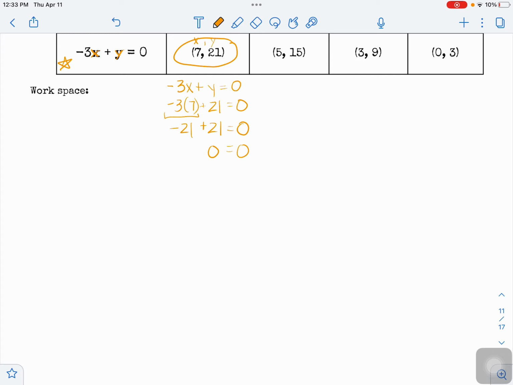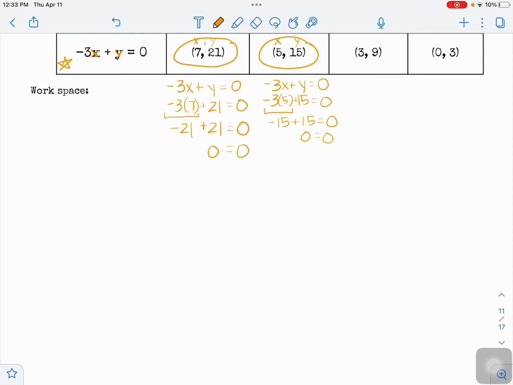Let's try 5 and 15 quickly. We'll go a little more quickly on this one. I'm just rewriting the equation the way it was presented to me, way on the left. And now I'm going to substitute this x and this y. X is 5, y is 15. I'm going to do my PEMDAS. Negative 15 plus 15 is 0. There's 0 on the left and 0 on the right. So this point is on the line.